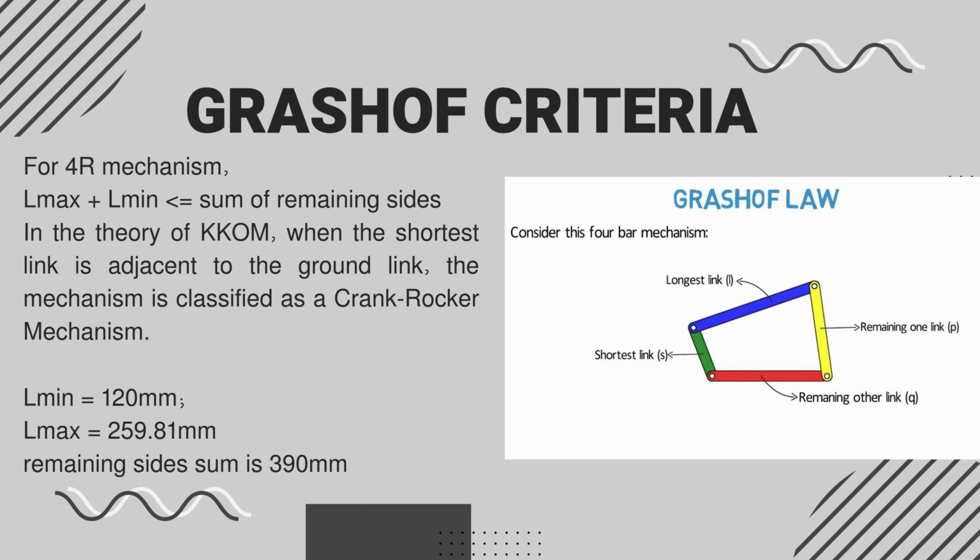Grashof criterion. To ensure the mechanism's motion was kinematically possible, we applied the Grashof criterion for a four-link chain. The criterion requires that the sum of the shortest and longest links must be less than or equal to the sum of the remaining two. In our case, the shortest link was measured to be 120 mm and the longest 259.81 mm. The other two links summed to 390 mm, thus satisfying the condition and resulting in a crank-rocker mechanism where the shortest link is grounded adjacent to the frame.